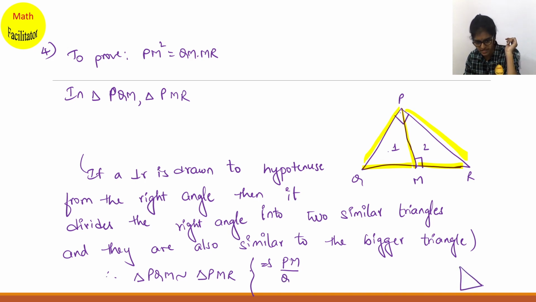Let me draw the triangles, it will be easy for you. The right angle is at M. Here you have PQ as one triangle, and here you have PR as another triangle. Understand the statement. The proof we will be using in the next question also. I'll tell you how.